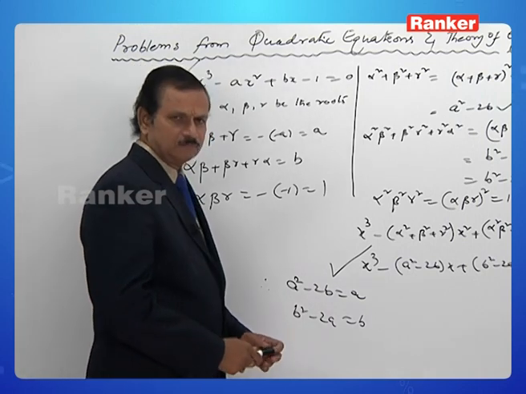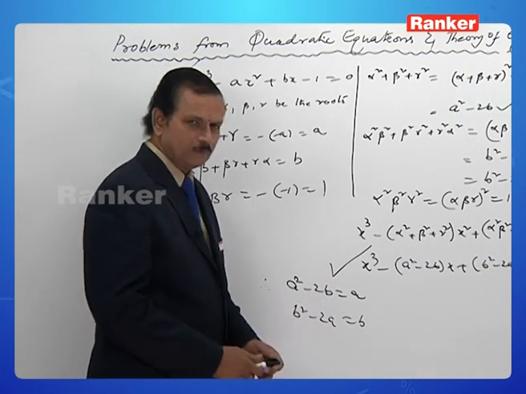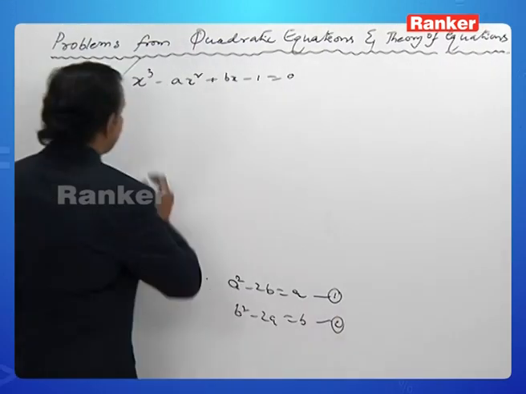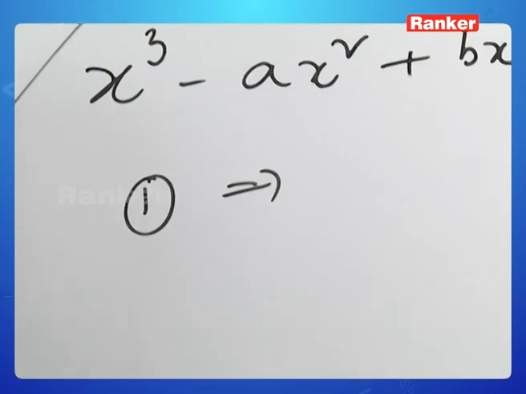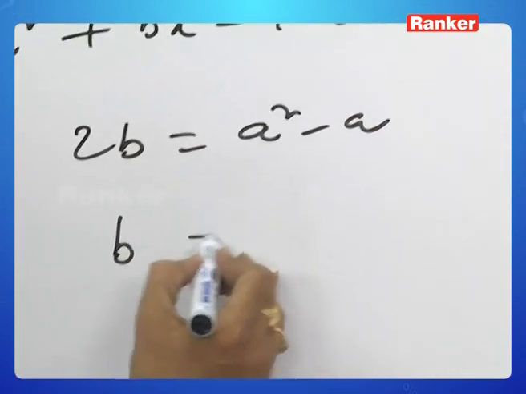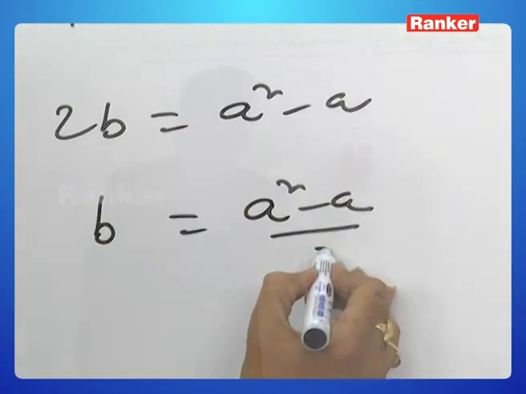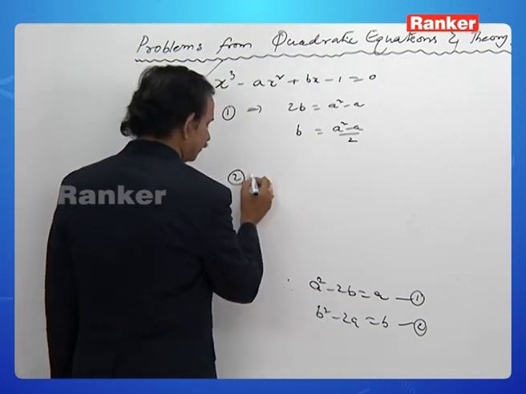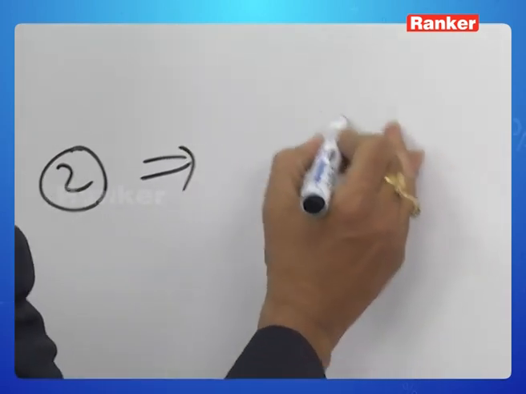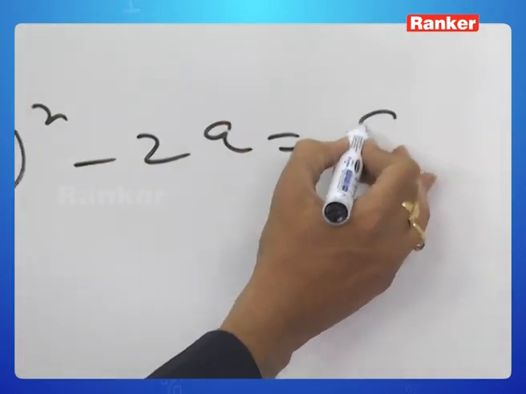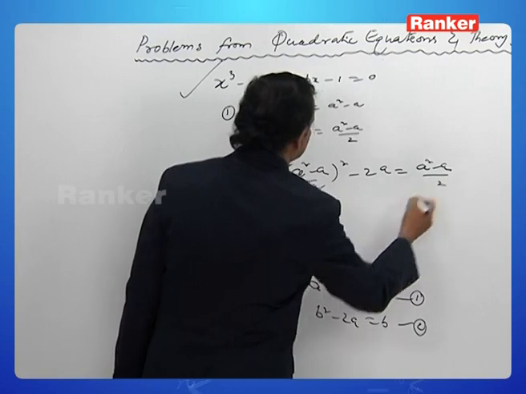We are now ready to eliminate, say, b. We eliminate b from these two equations and let us see what is going to happen. Let me call this 1, this 2. First equation implies 2b is equal to a square minus a, or b is equal to a square minus a by 2. Using this, 2 becomes, what is b square? a square minus a by 2 whole square minus 2a is equal to a square minus a by 2.